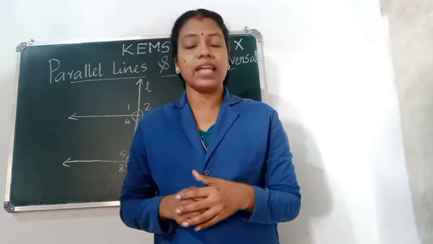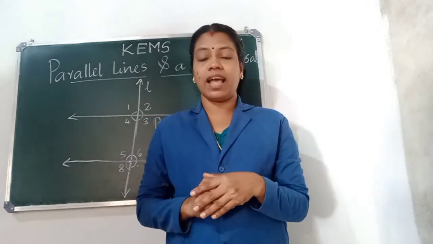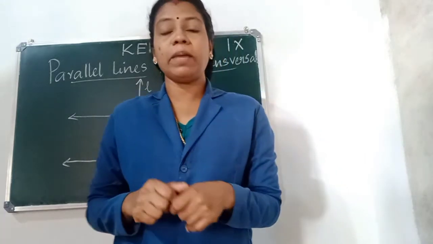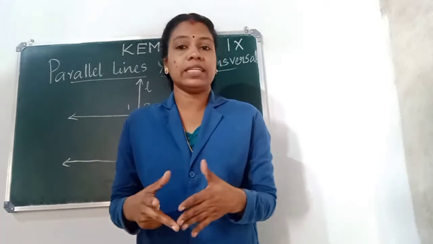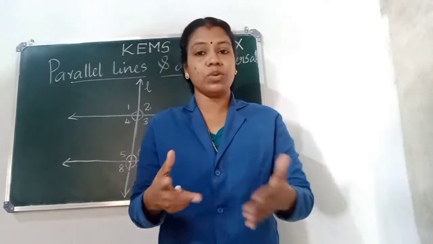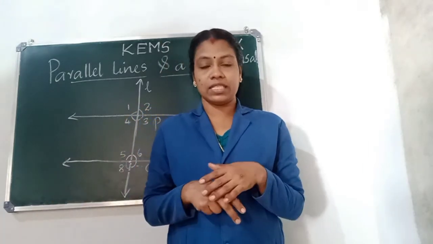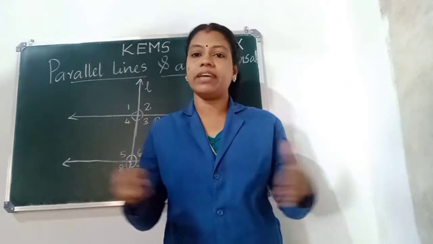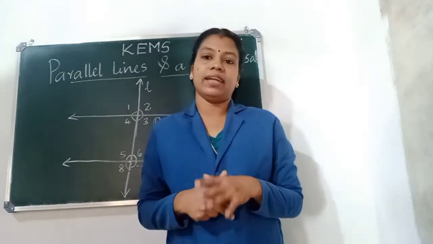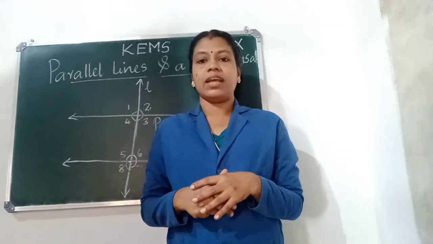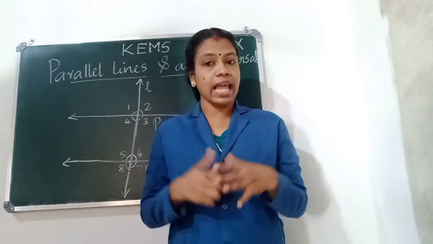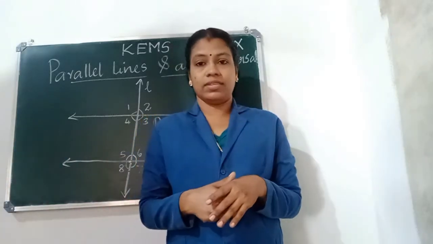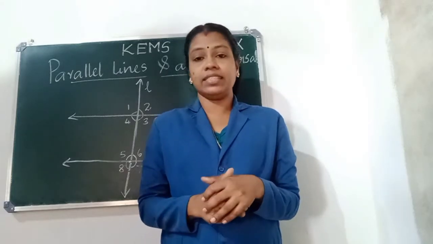Today we shall learn about parallel lines and a transversal. Two lines are said to be parallel if a point cannot be found through which the two lines pass, and the lines extend indefinitely in both directions. And a transversal is a line which intersects two or more lines at distinct points.